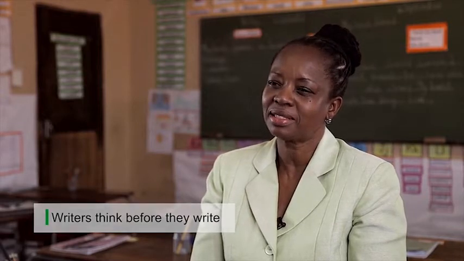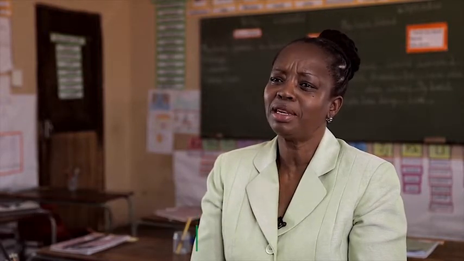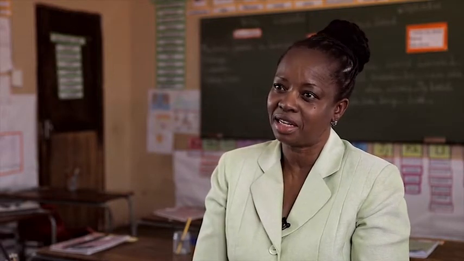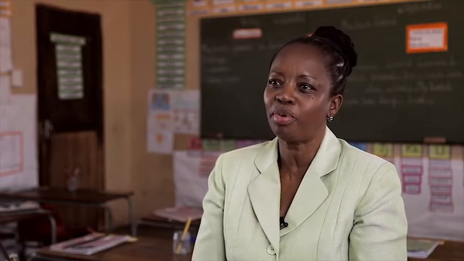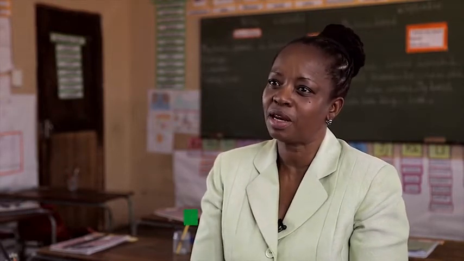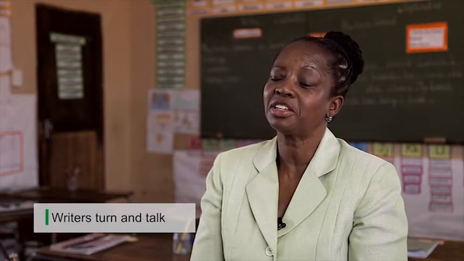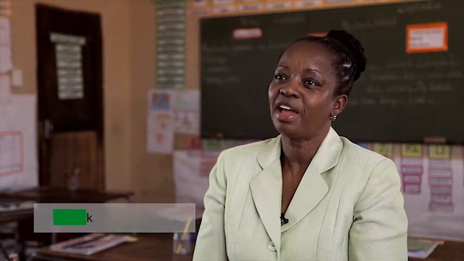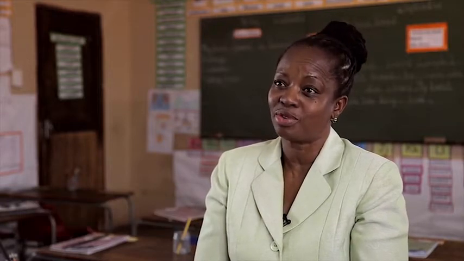Learners know that they must think because they need to be independent. They need to be creative in their writing. Therefore, they don't copy from a teacher, they don't copy from friends. Number 3, writers turn and talk. Doing that, they verbalize what they're supposed to write. And it's easier if they do that because they know exactly what they're going to write about.